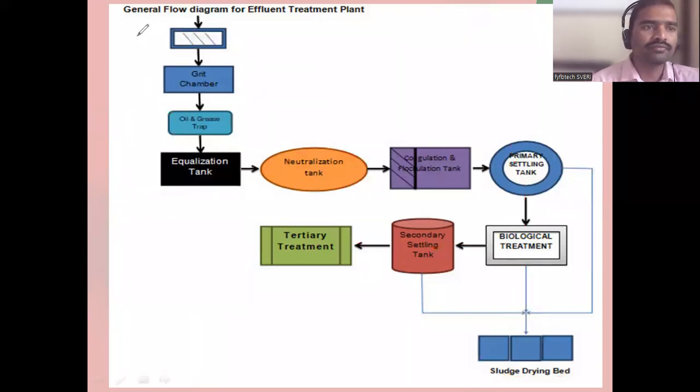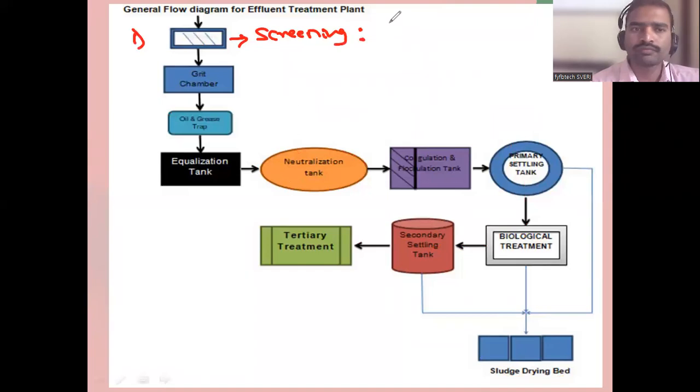So what is this first one? Screening. Now at least you should give responses, whatever I am asking. Screening. Which type of material will be removed? Macroparticles. All of you have to actively participate and go through these slides. What are macroparticles? That may be wooden pieces, plastics, wooden pieces and all.